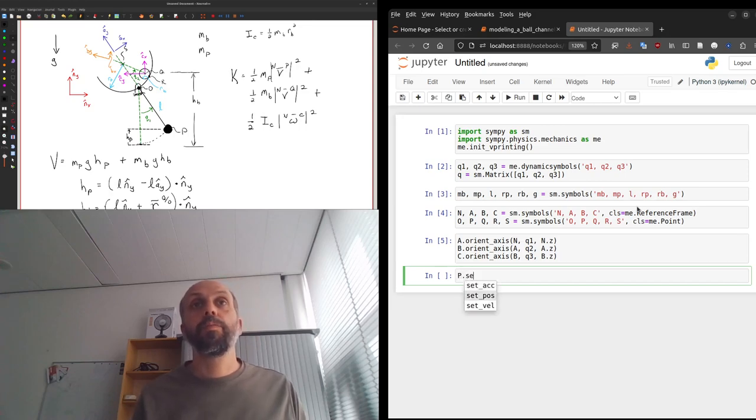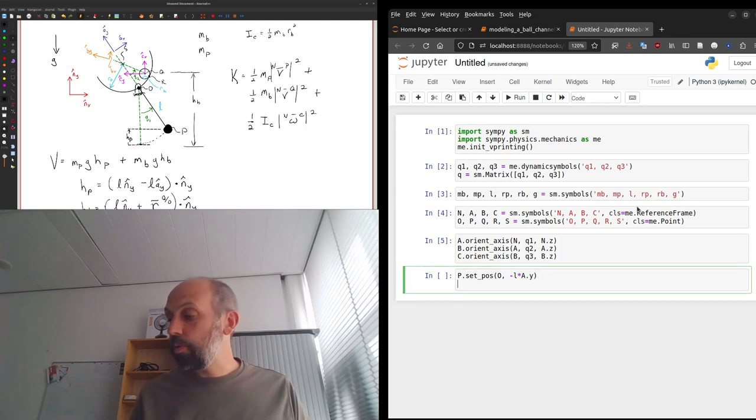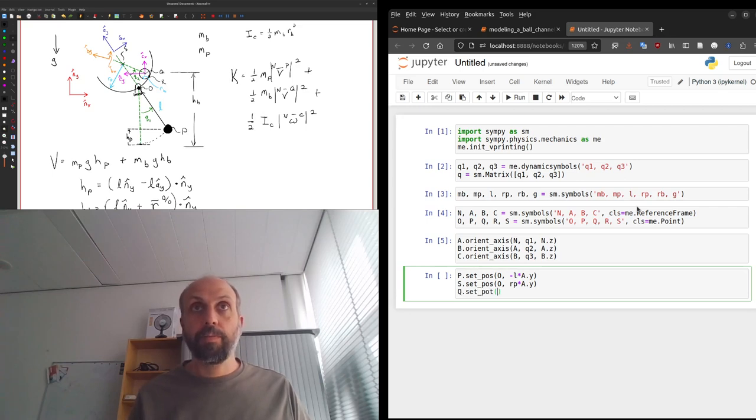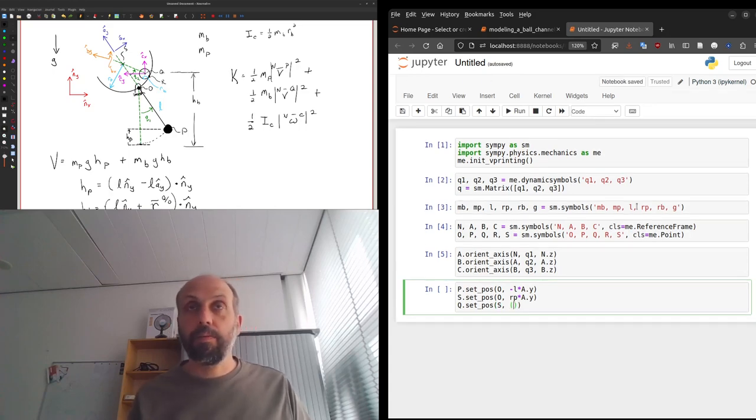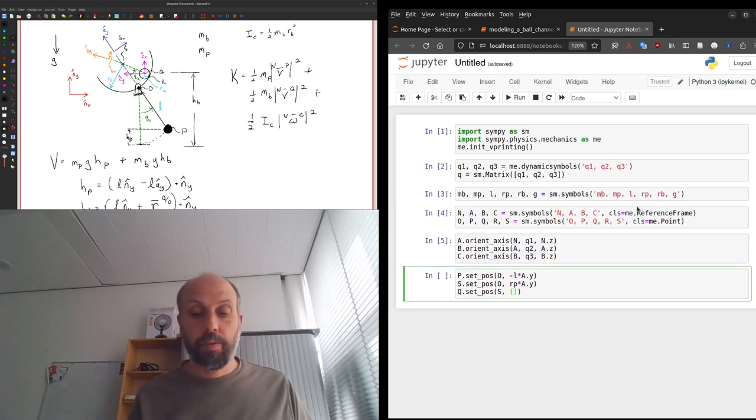Now we need to set up some positions from all these points. P.set_pos with respect to O is going to be minus L times A.y. And then we'll do S.set_pos with respect to O. It's going to be the radius RP of the trough times positive A.y. Takes us up to S. And then from S down to Q, Q.set_pos from S, this is going to be the radius of the trough minus the radius of the ball. It's in the negative B.y direction, though, so we need the negative sign, I believe.